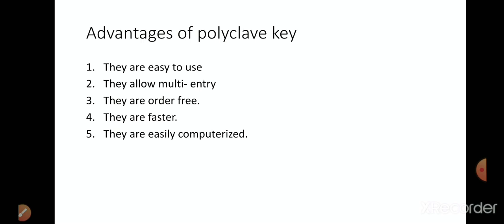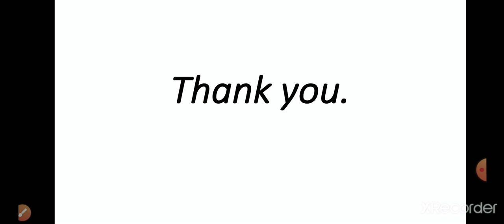Basically, this polyclave key is computerized, and this computerized form is useful for the identification of an unknown organism regarding their morphological, anatomical, embryological, paleontological, and geographical characters, so that we can easily find what taxa that organism actually belongs to. So I hope you understand this concept regarding the types of taxonomic key and their advantages and disadvantages.